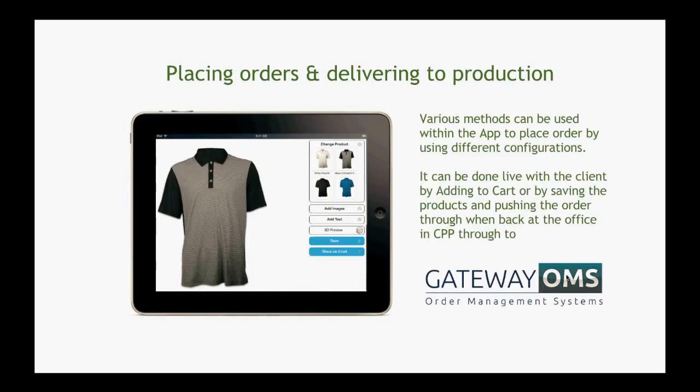So placing orders and delivering into production. Various methods can be used within the app to place orders by using different configurations in the app. It can be done live with the client by adding to cart, or by saving the products and pushing the order through when you're back in the office in the CPP, and that will route through into the Gateway order management system.